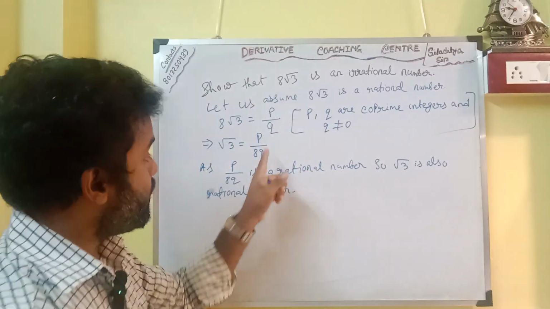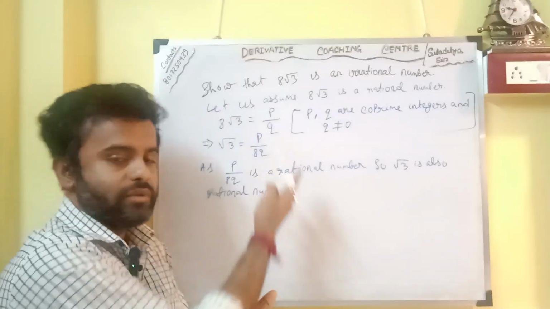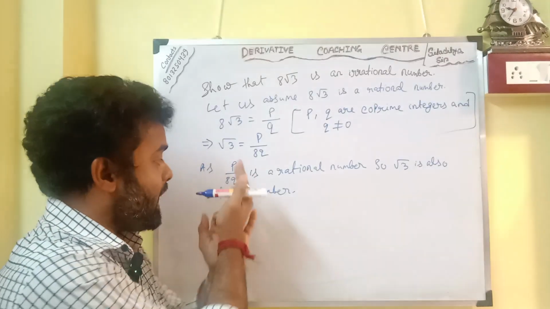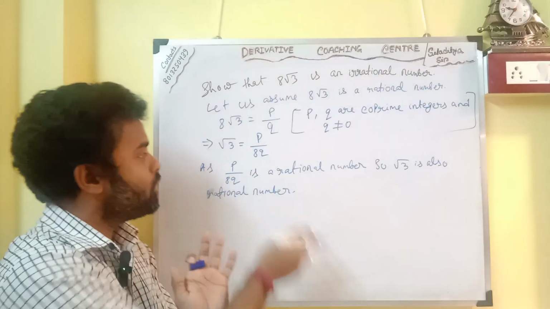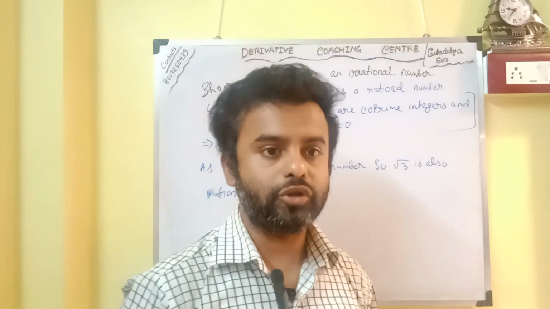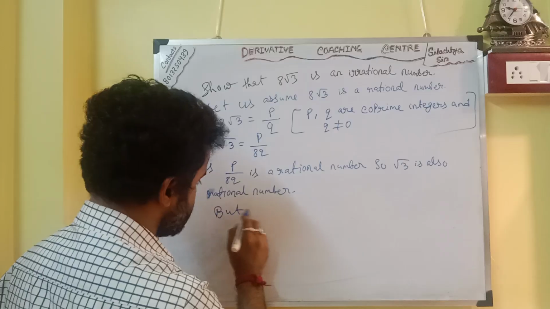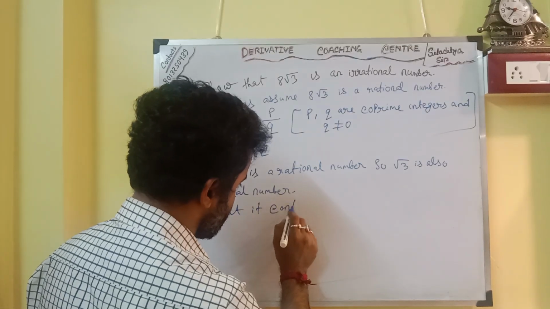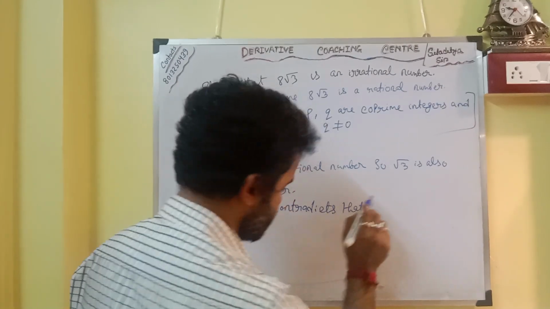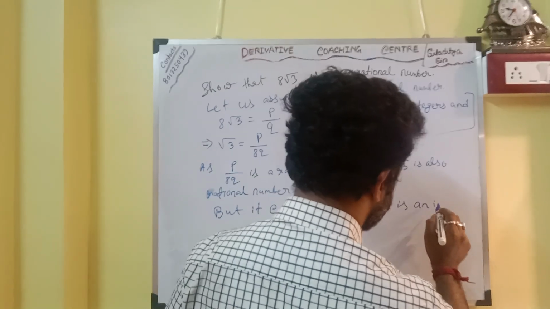Why? Because we already know p by q is a rational number, so therefore we can say that p by 8q is also a rational number. And as p by 8q is a rational number, and p by 8q is equal to root 3, root 3 is also a rational number. But you already know root 3 is not a rational number, it is an irrational number, but it contradicts that root 3 is an irrational number.